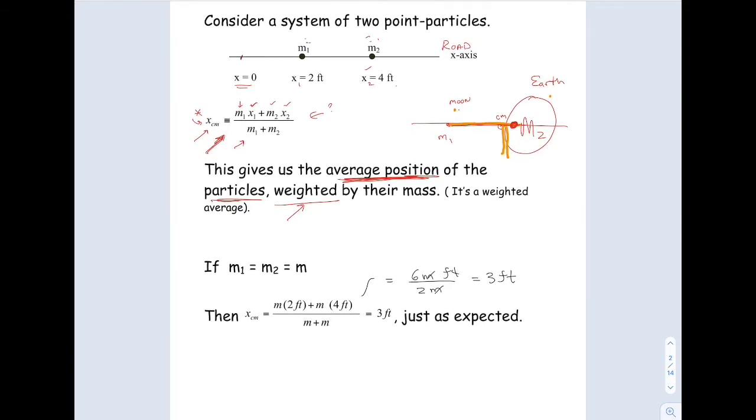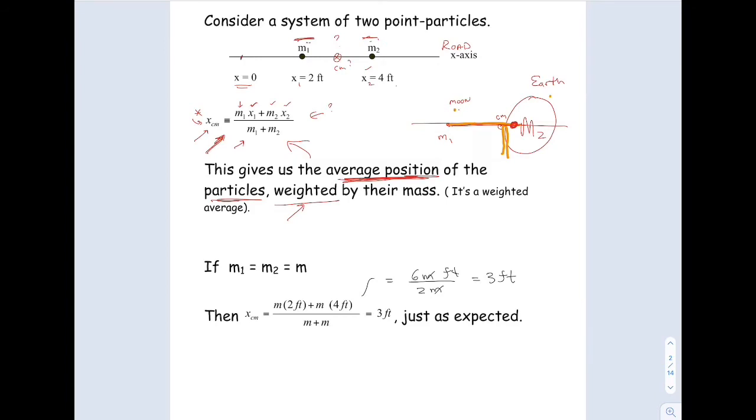So back to the tennis ball problem. This gives us our average position. Again, I didn't derive it. We just threw it out there. But to see if it works, let's see if it gives us our expected answer where the masses up here are the same. Because if the masses are the same, then the center of mass should be in the middle.